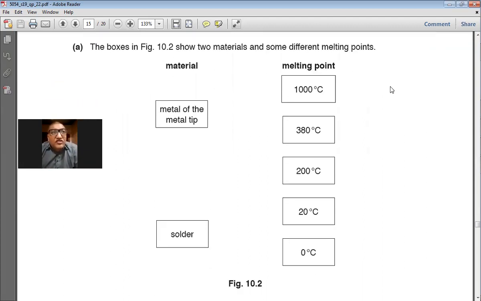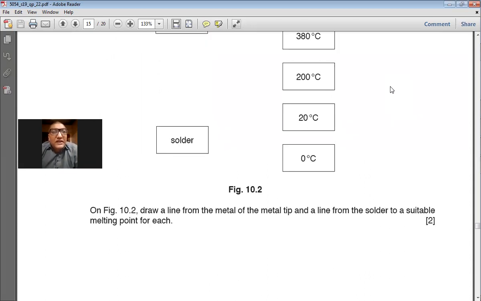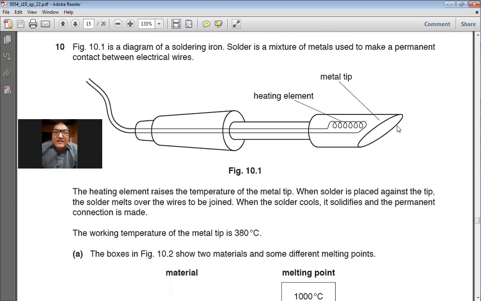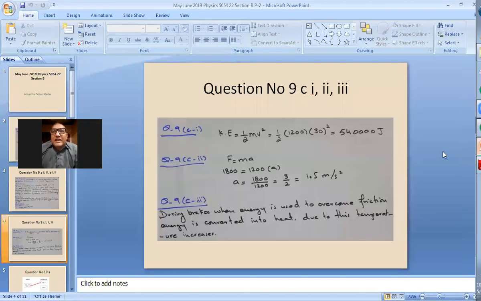So the question is, the boxes in figure 10.2 show two materials and some different melting points. What we have to do is, on figure 10.2, draw a line from the metal of the metal tip, and a line from the solder, to a suitable melting point for each. You see, this metal tip should not melt at 380 degrees centigrade, but the solder should melt. The solder is a very soft kind of metal wire which touches the tip, and it should melt when it touches the tip. So I have done this. Let me show you my work.